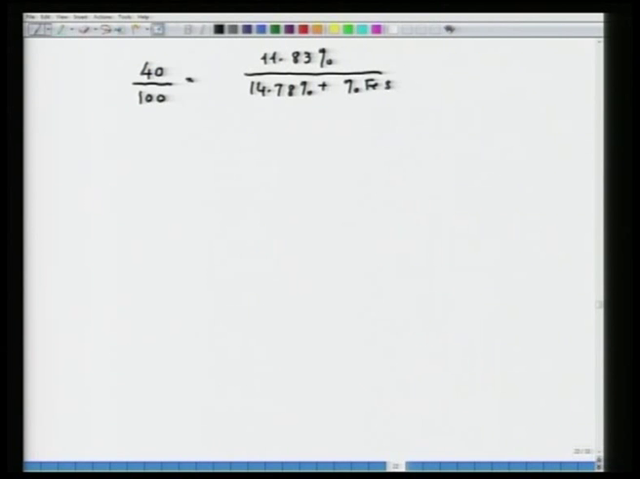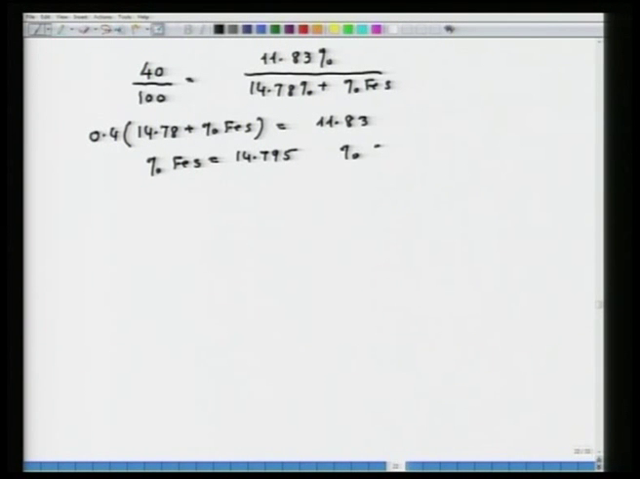percent FeS. So now if I solve this, I will be getting 0.4 into 14.78 plus percent FeS, that will be equal to 11.83. So from here I get percent FeS, that will be 14.795. So percent iron will be 9.415. Now this percent iron or this percent FeS should remain in the matte.